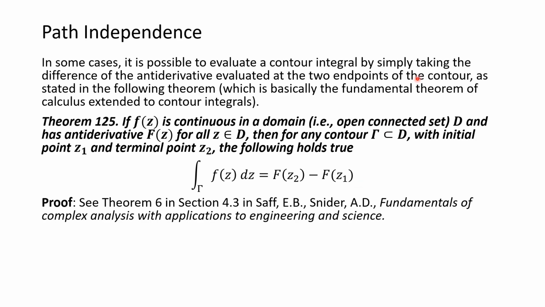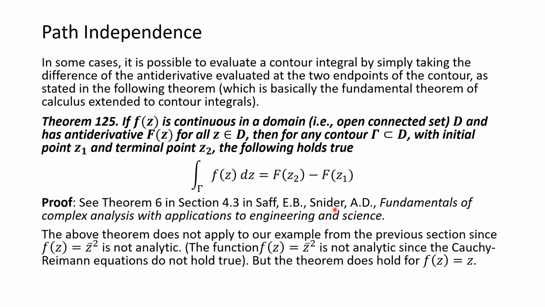Now I'm not going to provide a proof here, but if you're interested in a proof, you can look at Theorem 6 from section 4.3 in the book by Saff and Snyder. So the above theorem doesn't apply in all cases. We saw in the last lesson that f of z equals the conjugate of z squared is not analytic. You can verify that through the Cauchy-Riemann equations. But since it's not analytic, this theorem doesn't apply.